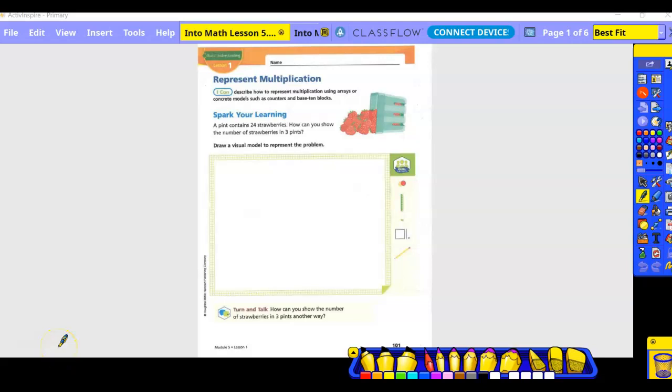Fourth grade math, lesson 5.1, represent multiplication. I can describe how to represent multiplication using arrays or concrete models such as counters and base 10 blocks.